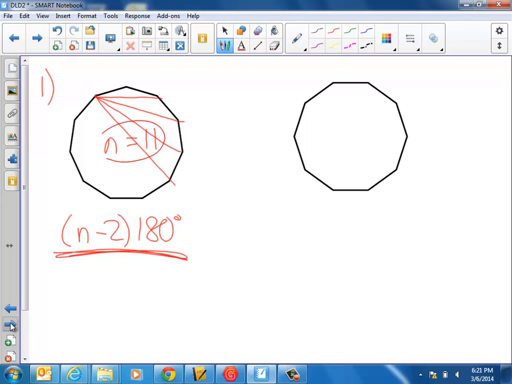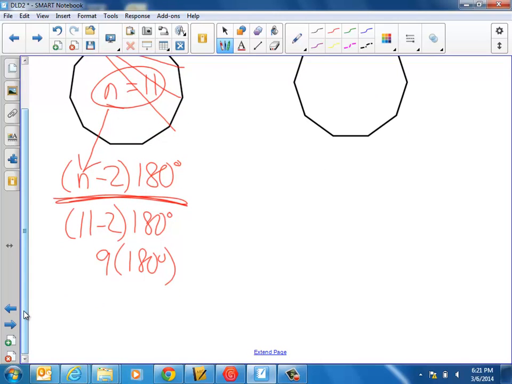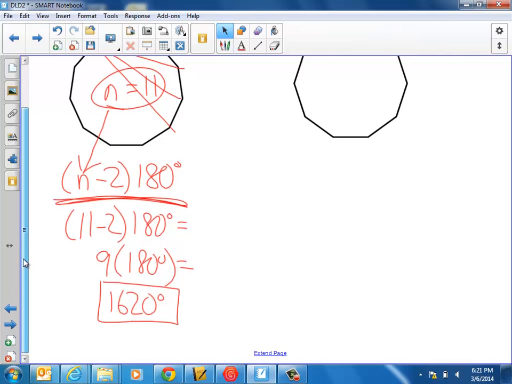So if you know n is equal to 11, you're just going to plug that in right here. So we're going to say (11 minus 2) times 180 degrees, which is 9 times 180 degrees. Let's see. I think that comes out to be 1620. Let me double check my math. Yes, 1620 degrees in the interior of that polygon.